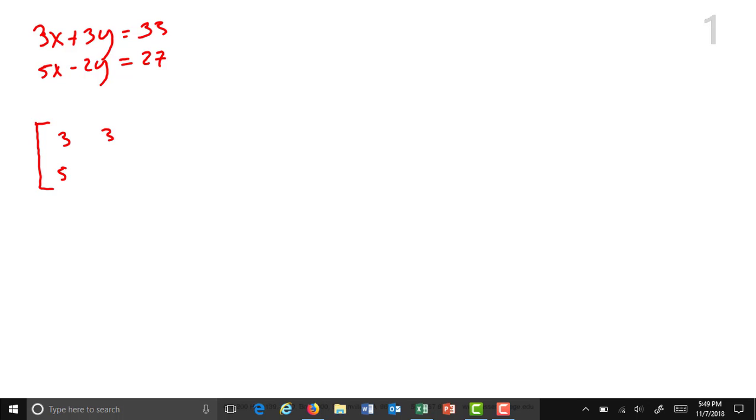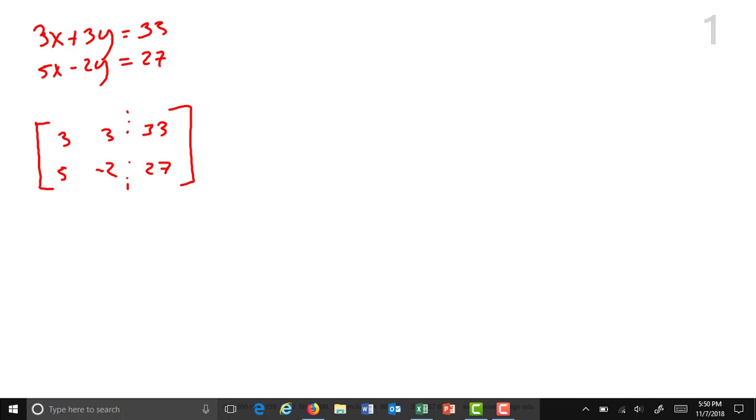minus 2, and then a dotted line. And then this will be equal to 30. Is that 33? Or 35? 33. And then this is 27. And then I close my, this is called a matrix that holds a package of information.